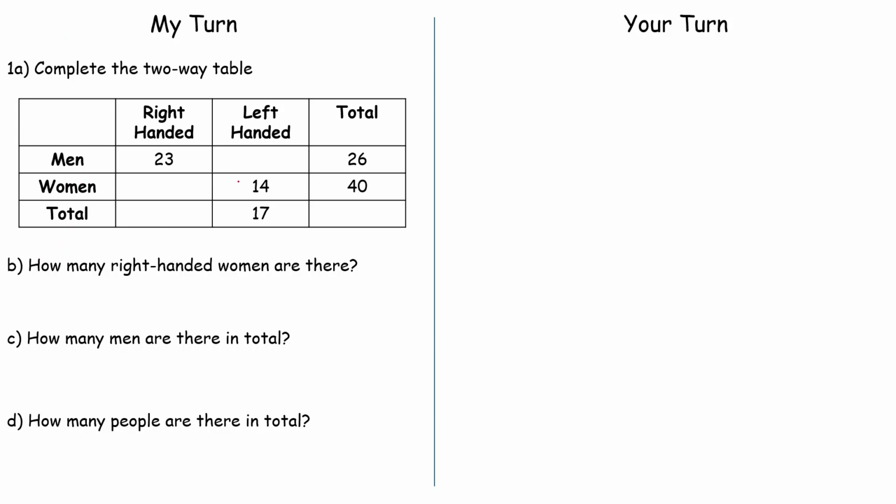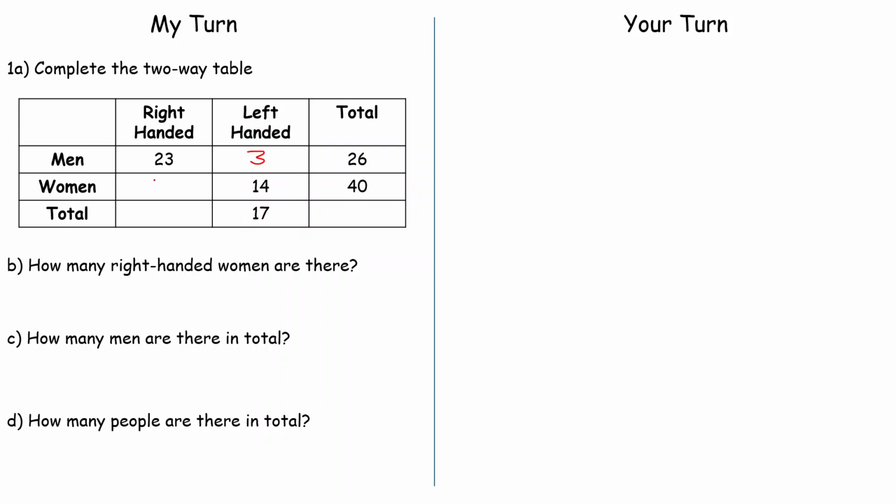So first of all, let's go and complete the table. Now we can fill in this one by looking at this row here, because 23 add something is going to be 26, so that must be 3. And let's check it. This one should now make sense. Is 3 add 14 17? Yeah, it is, because the total is 17.